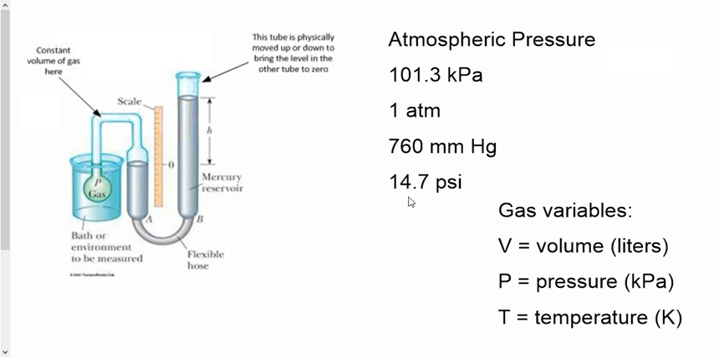It's 14.7 pounds per square inch. So what are gas variables? We use letter V to represent volume, and most often in this class it'll be in liters. P for pressure, and again most often it'll be in kilopascals. There are other pressures that we might use, and then temperature has to be in Kelvin. I'll be explaining why temperature must be in Kelvin.